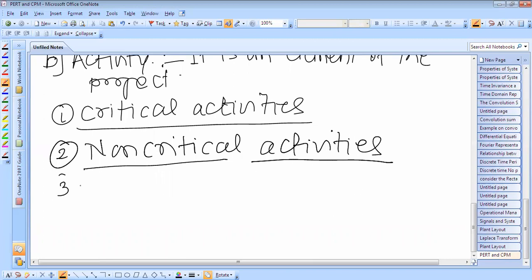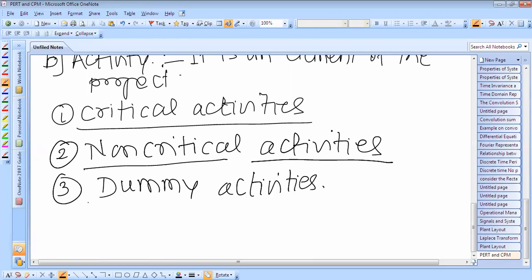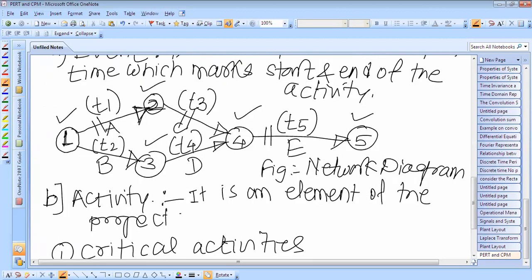And the third is the dummy activity. What do you mean by dummy activities? When two activities start at the same instant. In the above diagram, suppose two activities start at the same instant. So activity C and D, if you see in this diagram, they start at the same instant. The head events are joined by the dotted lines.